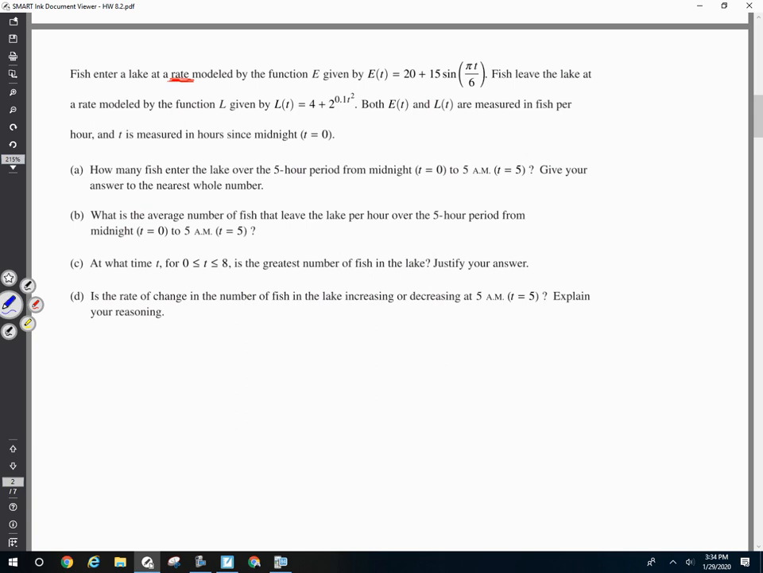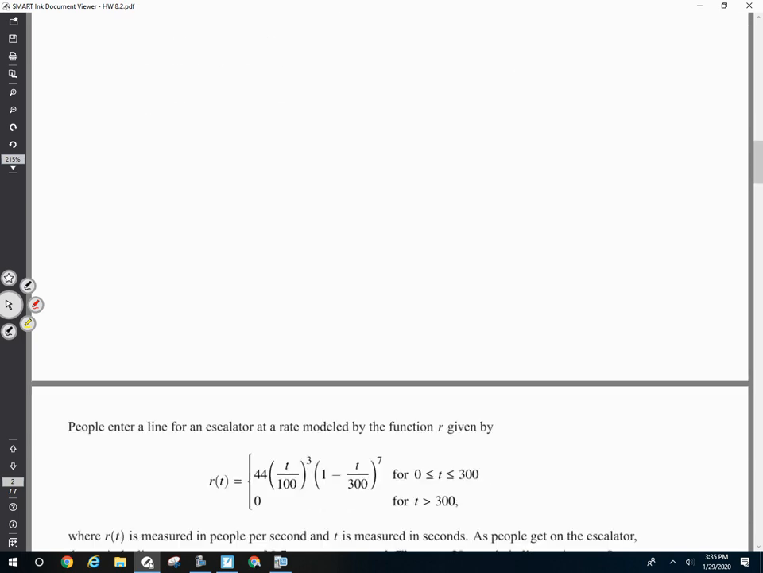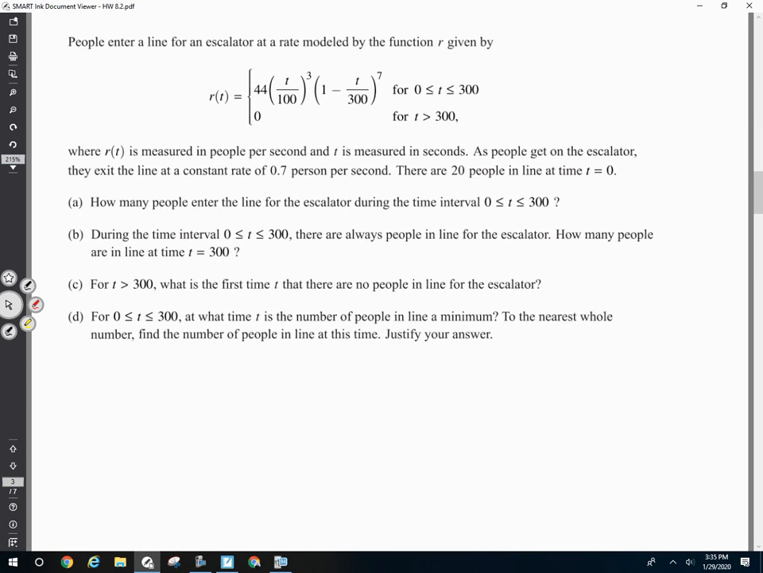So we're given these rates. Rates are like what we've talked about before, rates of change. Fish per hour is not how many fish have left or have entered. It is how quickly fish are leaving and how quickly fish are entering. Look at the next problem. People enter a line for an escalator at a rate modeled by the function R, where R is measured in people per second. R of, say, 50 is not going to be how many people are in line. It is the rate at which people are entering the line. It's how quickly people are joining the line. Okay, so rates.